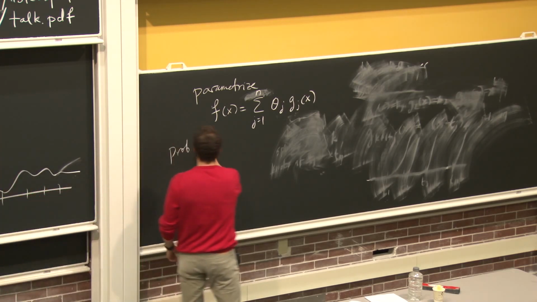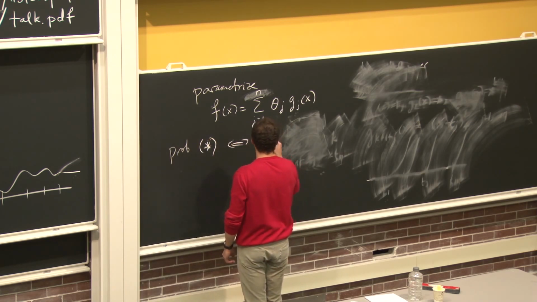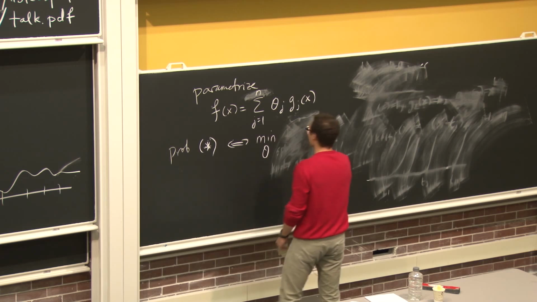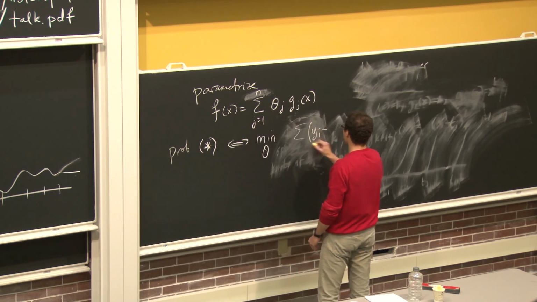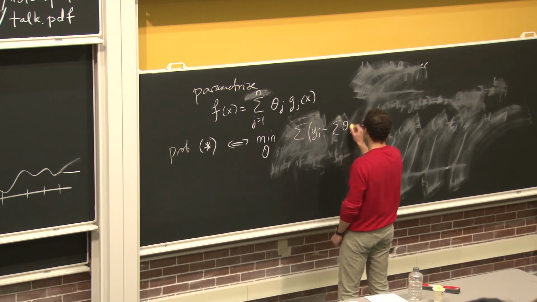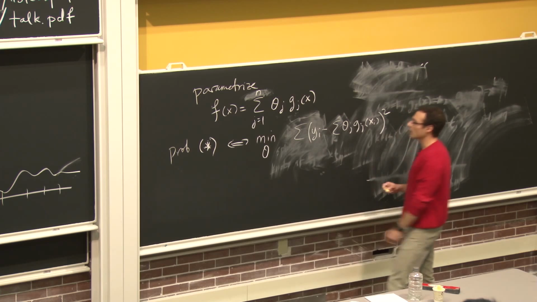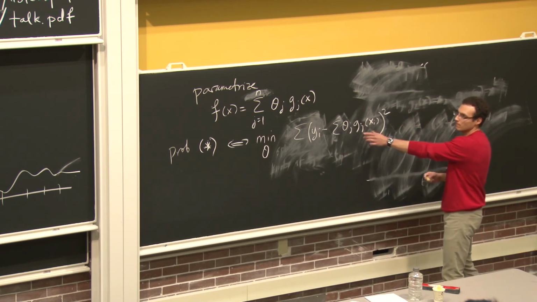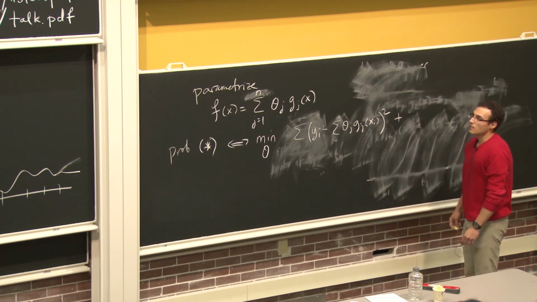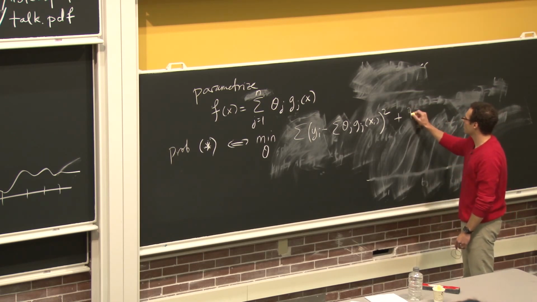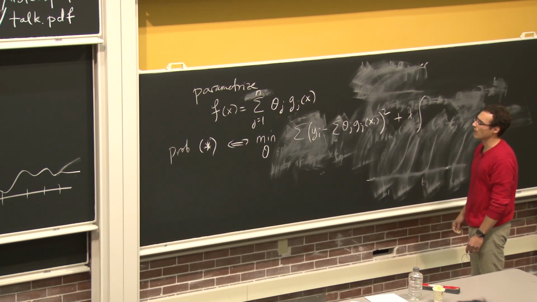This problem star is equivalent to minimizing over all theta a very similar expression to what we had before, just plugged in basically for f in that first term, plus lambda, our tuning parameter, times the integral of the second derivative of f squared.